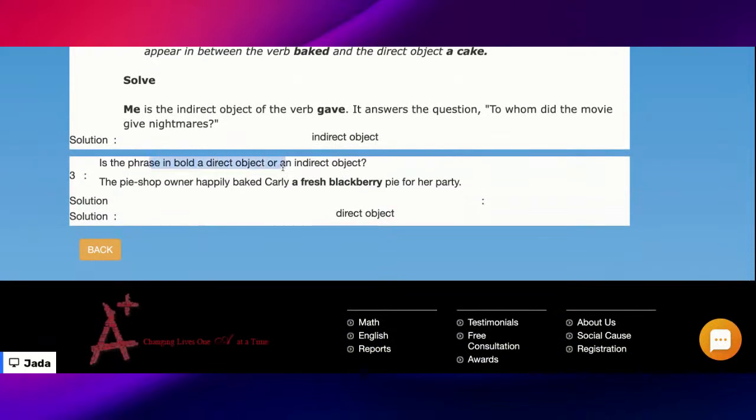Now, is the phrase in bold direct or indirect? The pie shop owner happily baked Carly a fresh blackberry pear pie for her party. Now, what is the verb here? The verb is baked, right? So now, what did they bake for Carly? A fresh blackberry pie. Okay, so it's a direct object.